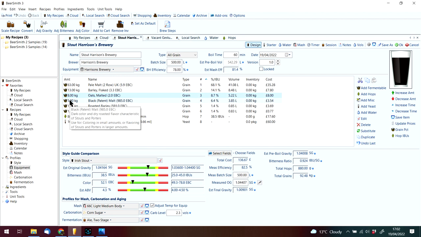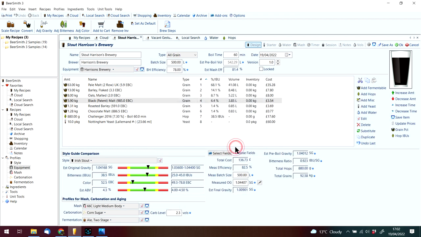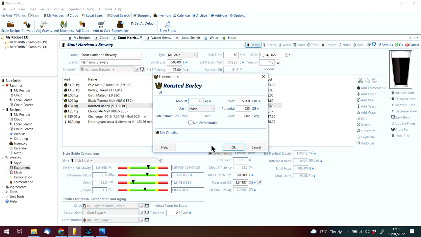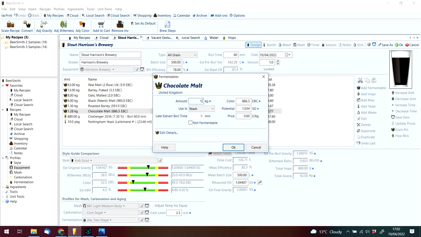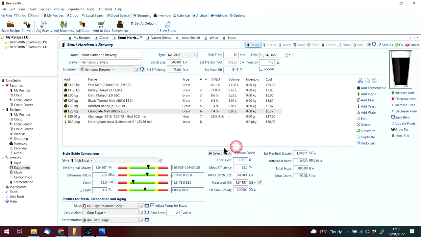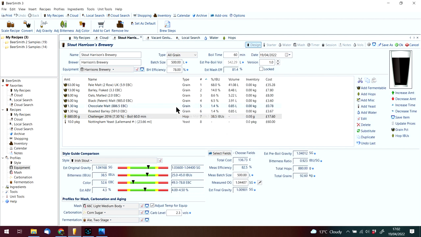Then we've got the black patent in there at 6 kg. Okay, roasted barley at 1.3 and chocolate malt as well at 1.3. Super. So now we've got all those numbers in there properly, and we'll just alter this to 800 grams because we put 800 grams in the original recipe. There we go. Now we'll go and have a look.